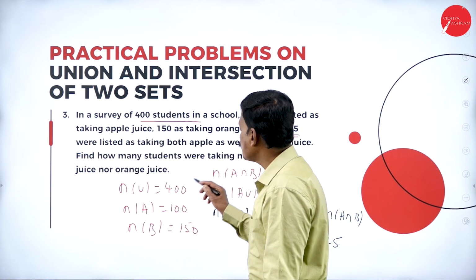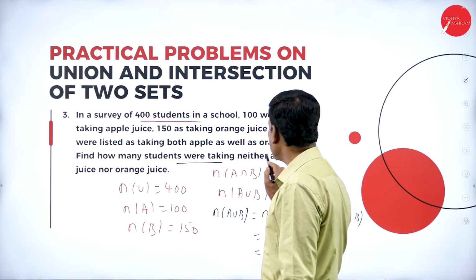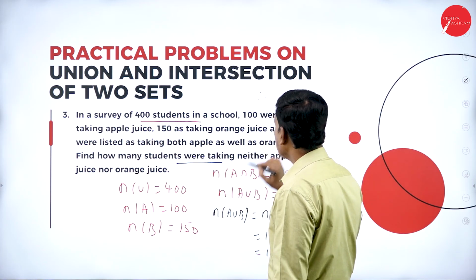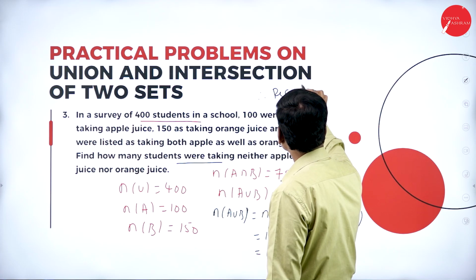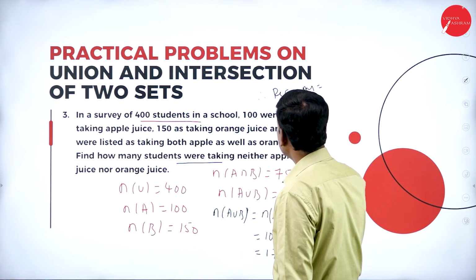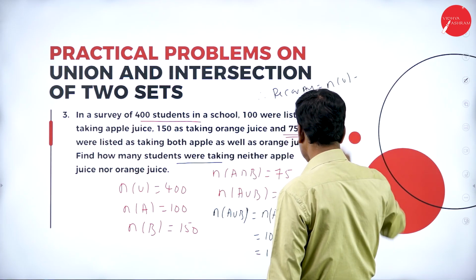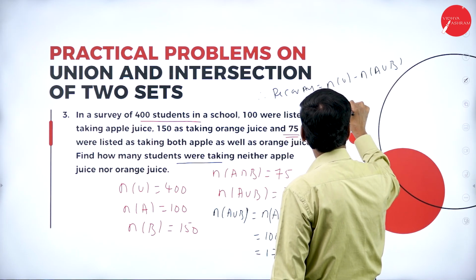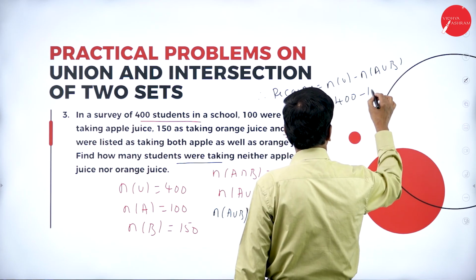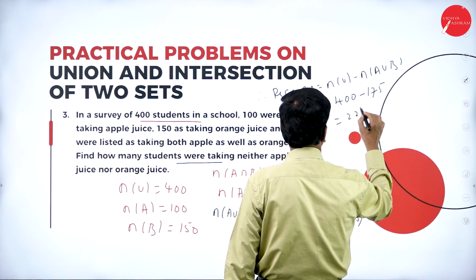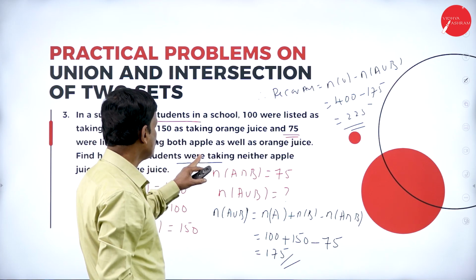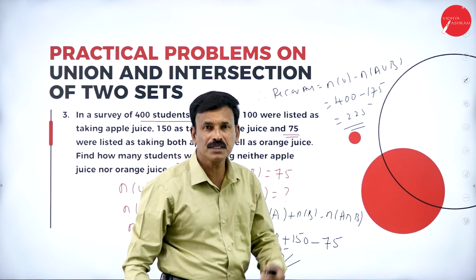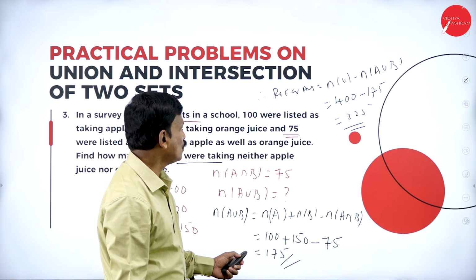Okay. Now, what is to find here? How many students were taking neither apple juice nor orange juice? So therefore, the required answer is equal to N of U minus N of A union B. That is nothing but 400 minus 175. That's equal to 225. So the number of students taking neither apple juice nor orange juice is 225. Right. Now, move on to the next problem.